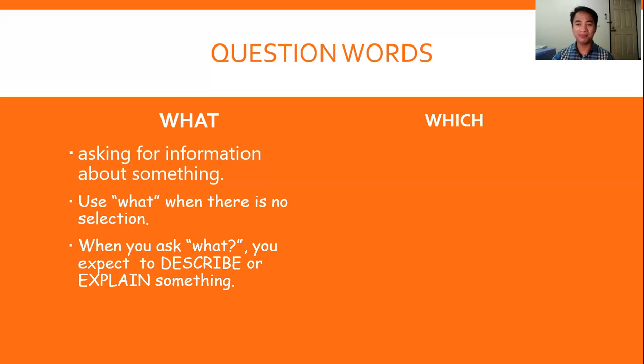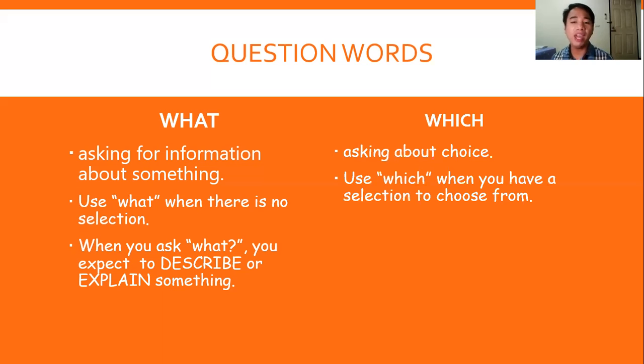How about which? How will you use the question which? Asking about the choice. If you are going to ask a person his preferences or his choices between two things, later I'm going to give you an example. Again, you ask the question which by asking about the choice or preferences. Use which when you have a selection to choose from. So there is a selection between two things.